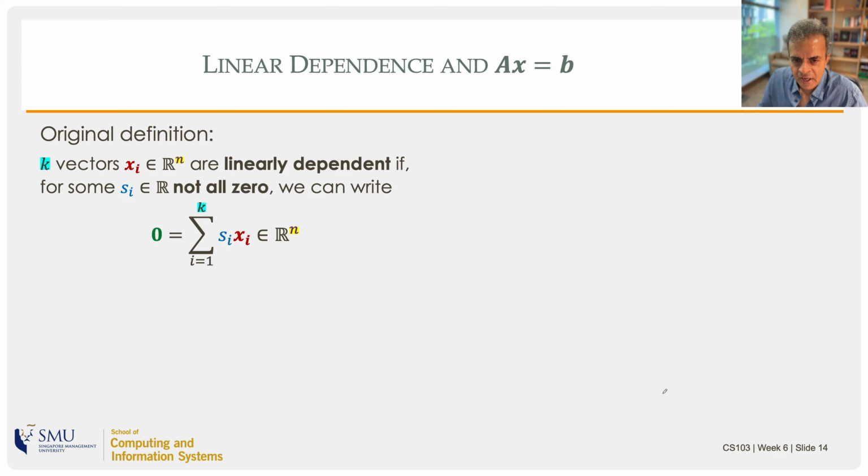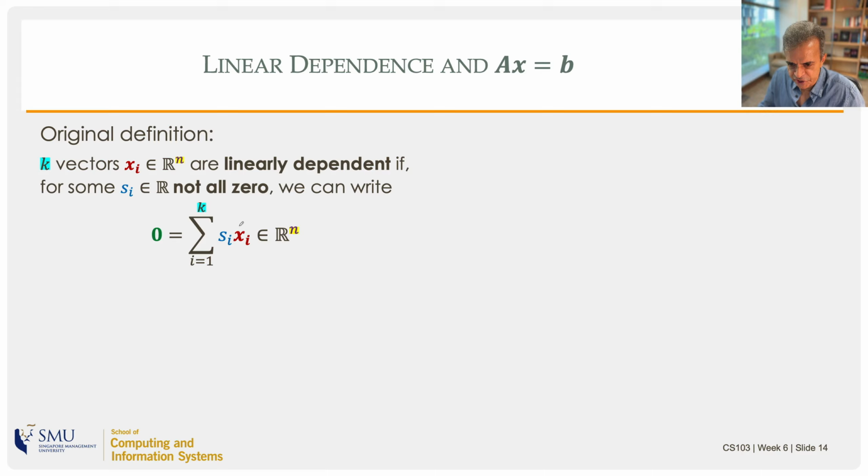Let's see what that means. Our original definition was this. Let me read this carefully. K vectors of the kind xi in Rn are linearly dependent if, for some si in R, not all 0, we can write 0, the vector, as a linear combination of these k vectors xi. So the sum running from i equal to 1 to k of si xi, which is a vector in Rn, is a 0 vector. If you can find that, then the vectors xi are linearly dependent. We saw a couple of examples of that in the previous slide.